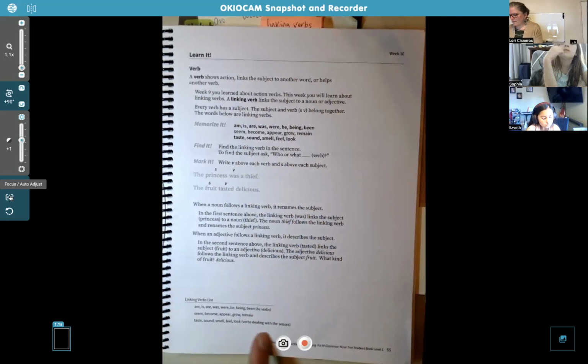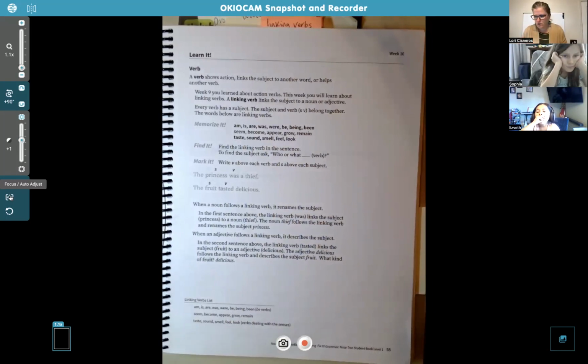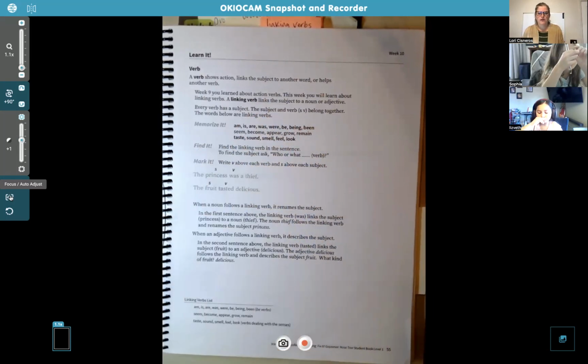At the bottom here, there's a little list for you. These are all the linking verbs down here. So the good news is when you do your homework in this book, you're still just looking for verbs, okay? Just know that these are also a type of verb, okay? And verbs are action words.